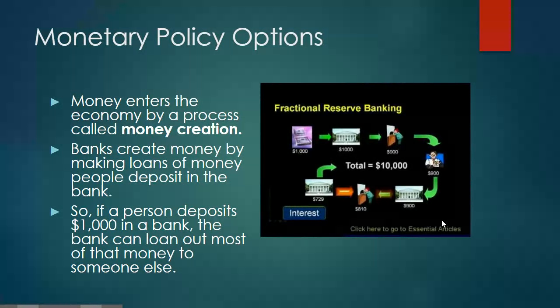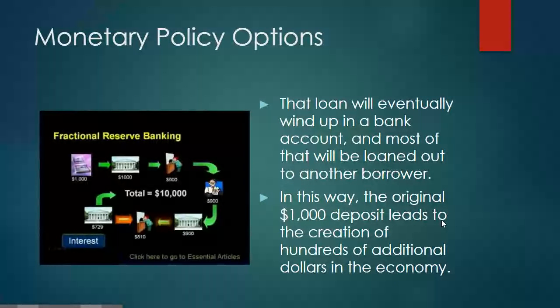So if a person deposits $1,000 in a bank, the bank can loan out most of that money to somebody else. That loan will eventually end up in another bank account, and most of that will be loaned out to another borrower. In this way, the original $1,000 deposit leads to the creation of hundreds of additional dollars in the economy.